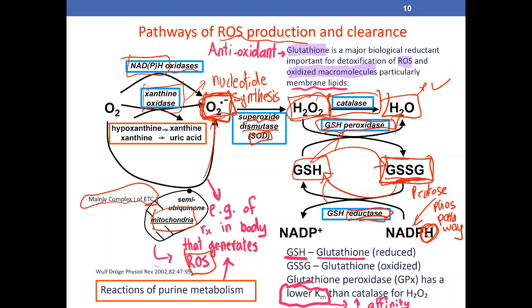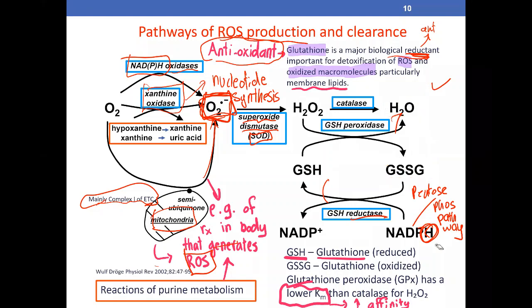Just to quickly read the line over here, glutathione is a major reductant. Reductant meaning antioxidant here. I think I elaborated on it right here. Yeah, chat, can you please repeat? Sure. I'll repeat this very quickly. I'll just focus on this side right here.